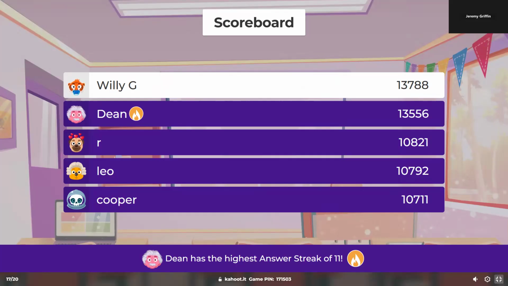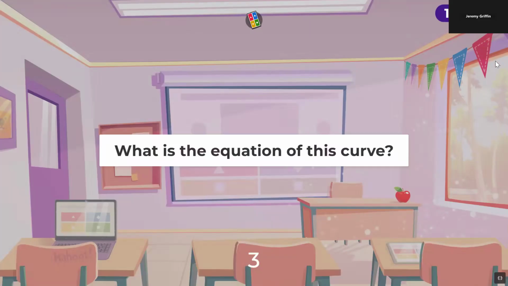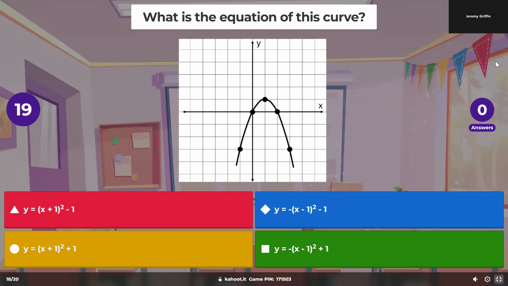Cooper, Leo, R, Dean, still on fire. Willie G, still leading. Equation of this curve. Right 1, up 1, upside down.